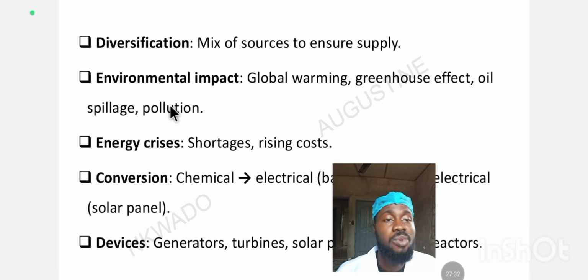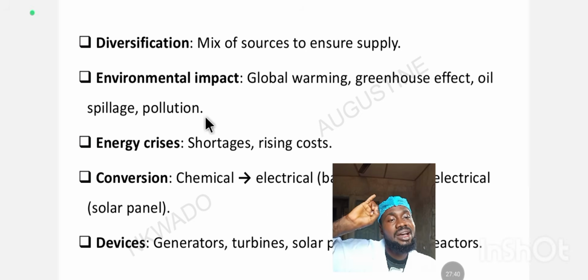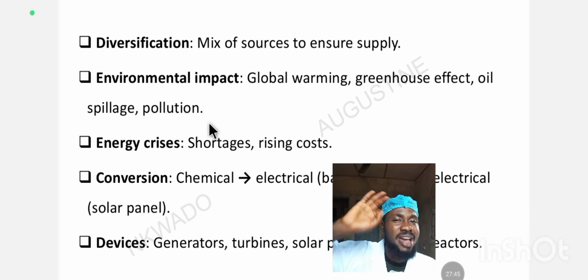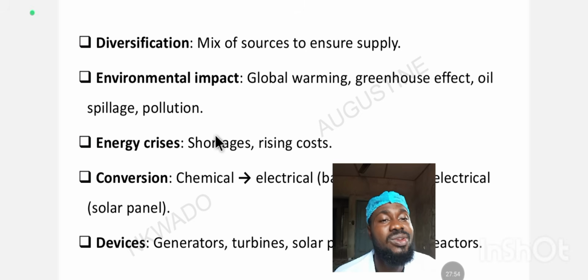So we also have pollution, especially air pollution, from energy use. You also have water pollution, and you also have sound pollution, sound from machineries. Air pollution, the gases like carbon dioxide, carbon monoxide, sulfur dioxide, are released into the atmosphere in large amounts.